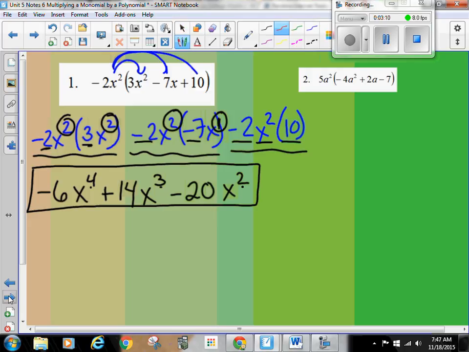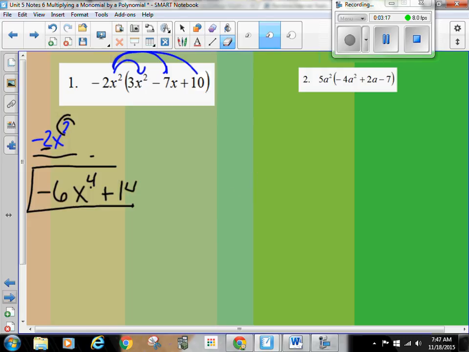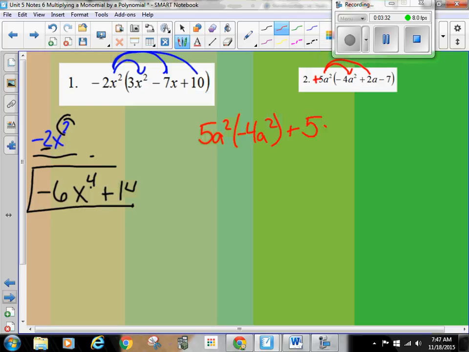All right, let's go ahead and take a look at the next problem. So I'm going to make some space here for us. All right, so 5a squared gets times the first term of negative 4a squared. Okay, 5a squared gets times 2a, and that 5 is positive, so I'm going to write a plus here. 5a squared times 2a. Okay, and then I'm going to take that 5a squared times the negative 7. Okay, so we're going to take care of multiplying each term.